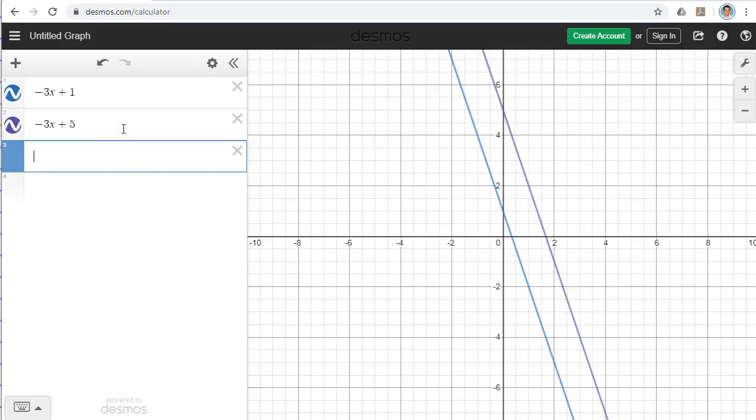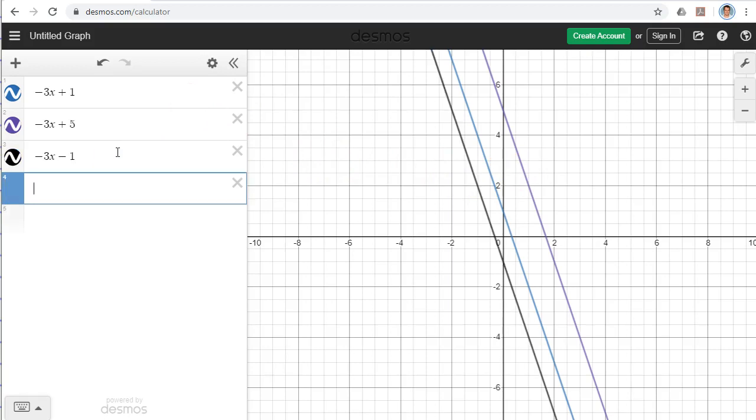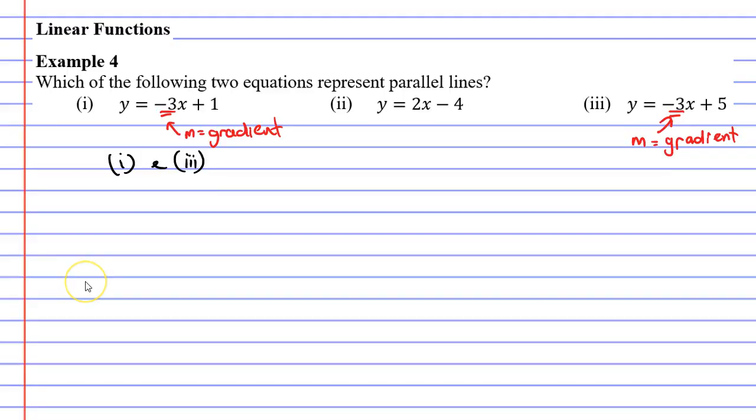In fact, I can do any equation with a negative 3. Let's go negative 3x minus 1 this time. And you'll notice that it will be parallel every time. So let's do negative 3x minus 5 this time. It doesn't matter what the y-intercept is. What matters is what the gradient is. The gradient decides whether it's parallel or not. Anyway, that concludes example 4.